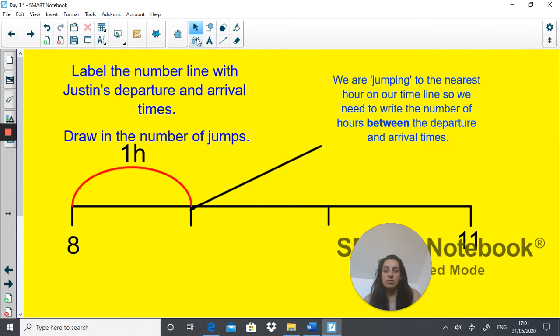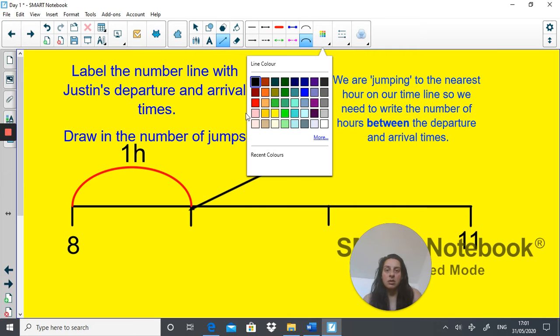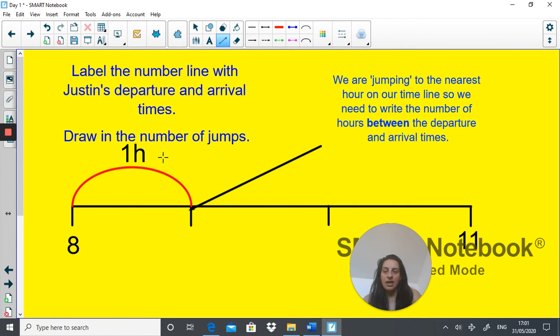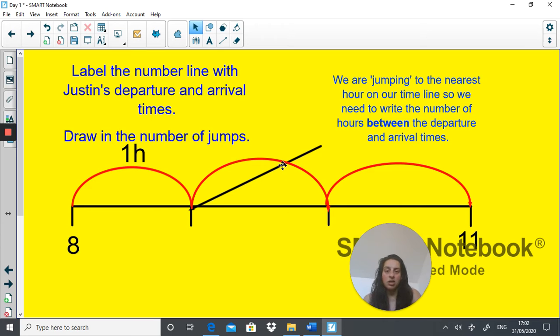So 8 to 9 is 1 hour, 9 to 10 is another hour, and 10 to 11 is another hour. So if I was counting it, I'd say 1, 2, 3 jumps is 3 hours. That is how you can use a number line to help you work out elapsed time.